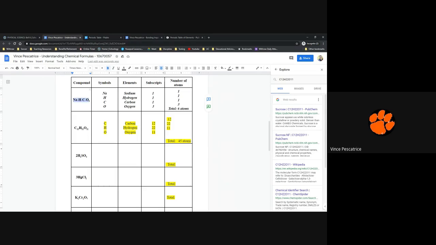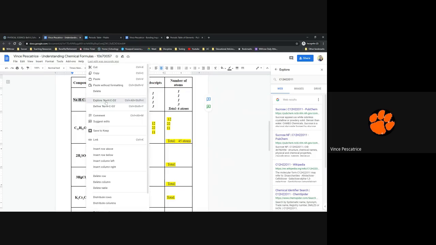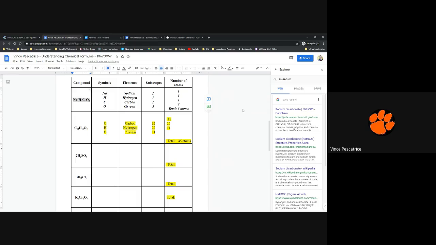Up here, this is called sodium bicarbonate, something you know as baking soda. So these are all real things. You can go ahead and look them up if you get curious when you're done.